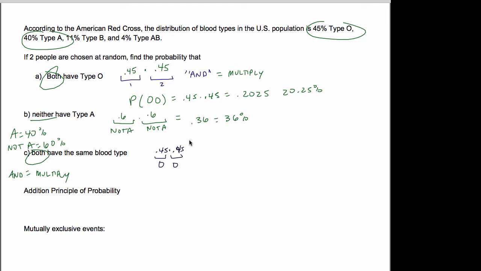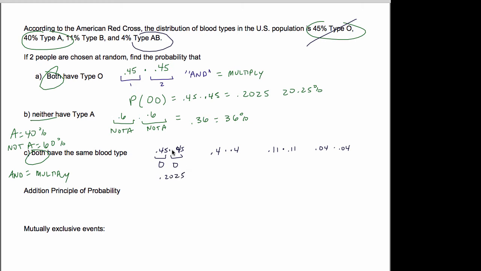But the problem is, it can't just be type O. It could also be type A, which would be 0.4 times 0.4. But it could also be 0.11 times 0.11, and it could also be 0.04, which is type AB, times 0.04. So how do we know what we're looking at? Well, I have to consider all of these things because all of them are valid possibilities. So the possibility exists that it could be OO. When I do OO, I've got 0.2025. So there's a 20.25% chance that it's OO.